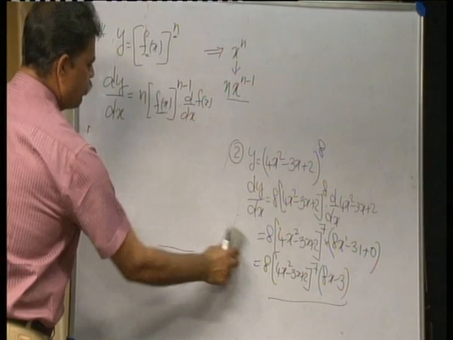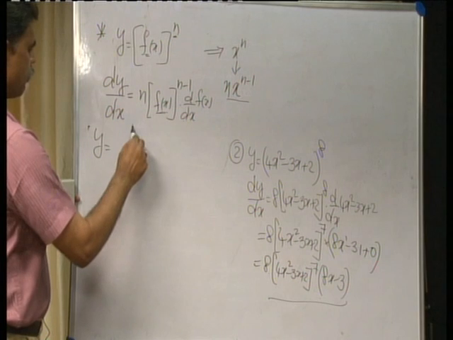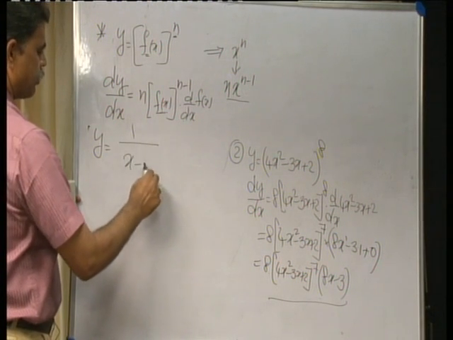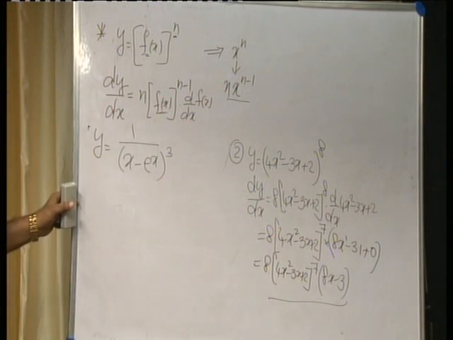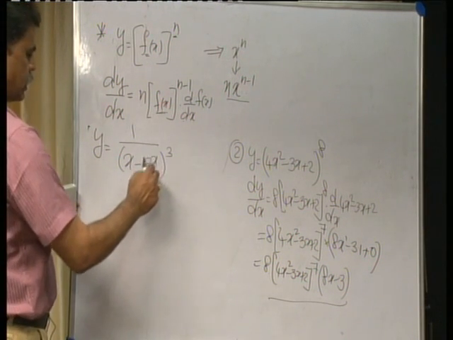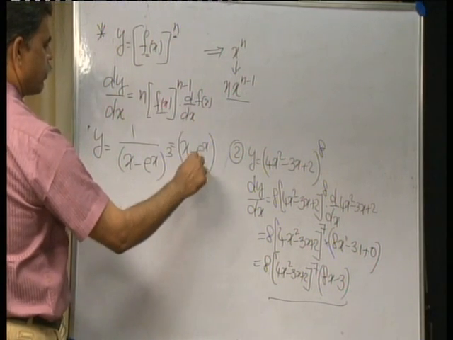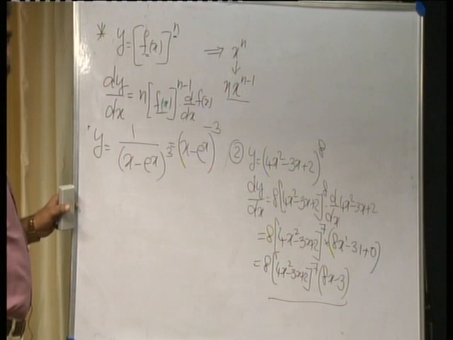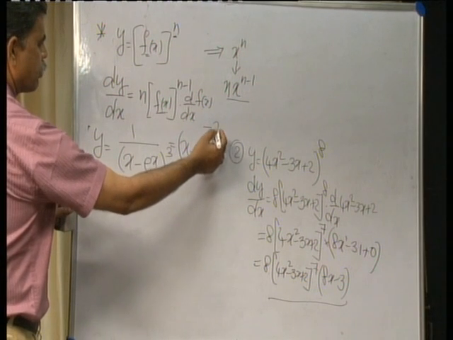You take another example of the same type. y is equal to 1 divided by x minus e power x whole cube. This is to be taken as x minus e power x whole to the power of minus 3. Its reciprocal we have to take. When the numerator or denominator is interchanged, the sign becomes opposite. So, according to that, x minus e power x to the power of minus 3.